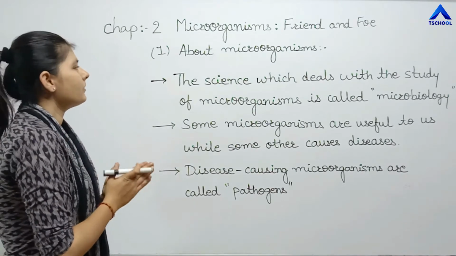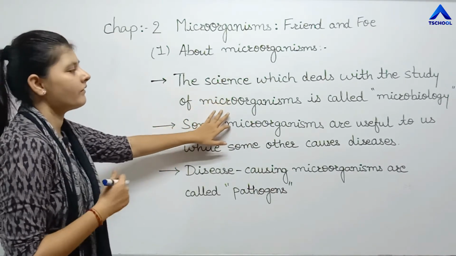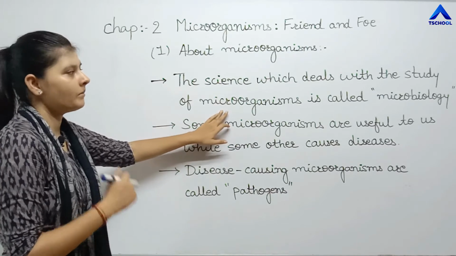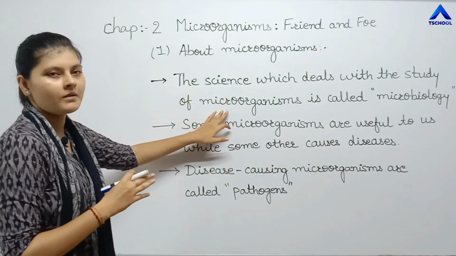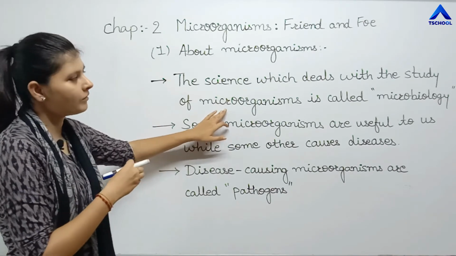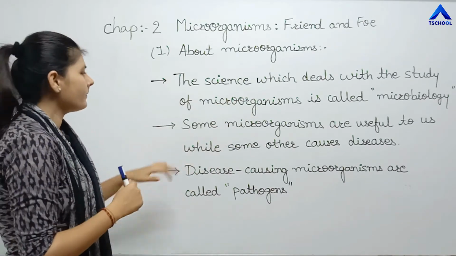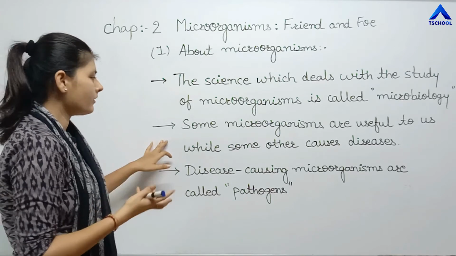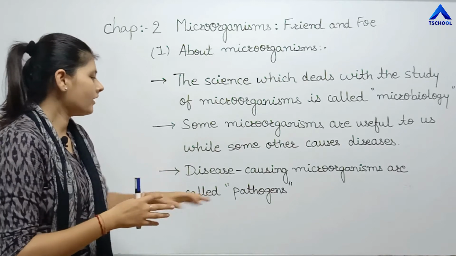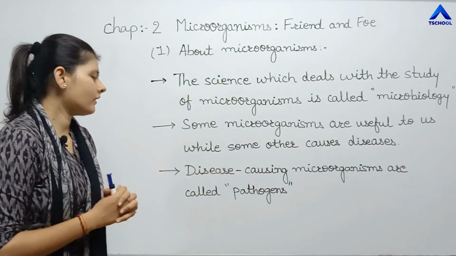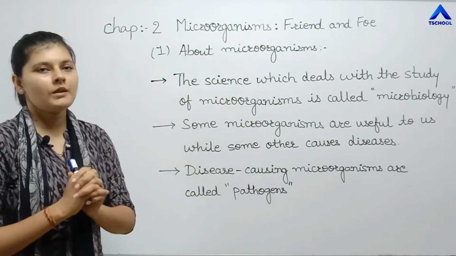Okay, so the science which deals with the study of microorganism, that is called microbiology. मतलब जो साइंस माइक्रोऑर्गेनिज्म के रिलेटेड है उस स्टडी को बोलते हैं microbiology, right. And some microorganisms are useful to us while some others cause diseases that we have already discussed. But the disease causing microorganisms are called pathogens. मतलब उनको क्या बोलते हैं?